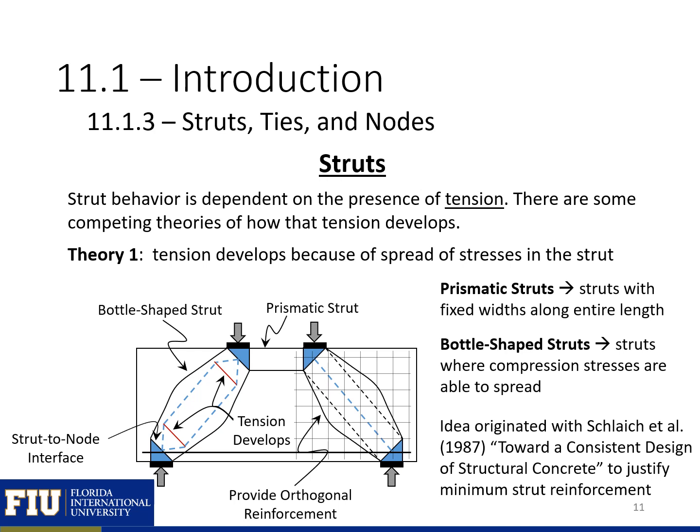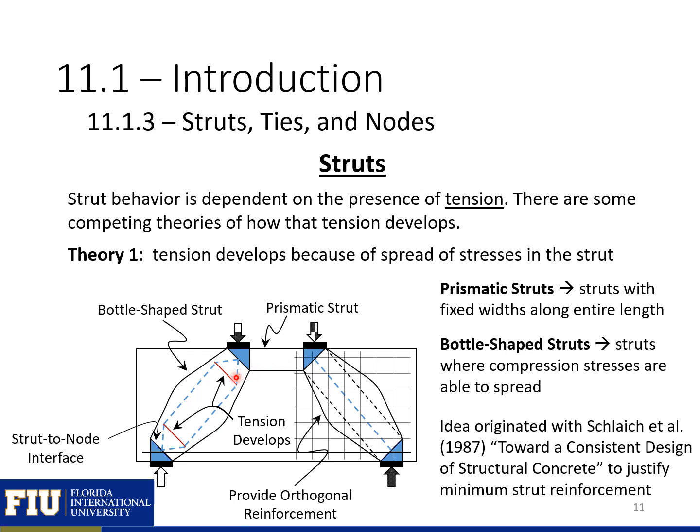Strut behavior is dependent on the presence of tension in the strut. And there are a couple competing theories of how that tension develops. The first theory is that the tension develops because of the spread of stresses in the strut. Within this theory, we have 2 different types of struts. One is a prismatic strut, which is a strut that has a fixed width along the entire length. In these struts, stresses can't spread, so we don't have transverse tension that develops. So in this theory, in this type of strut, we're going to have a higher strength for our prismatic struts.